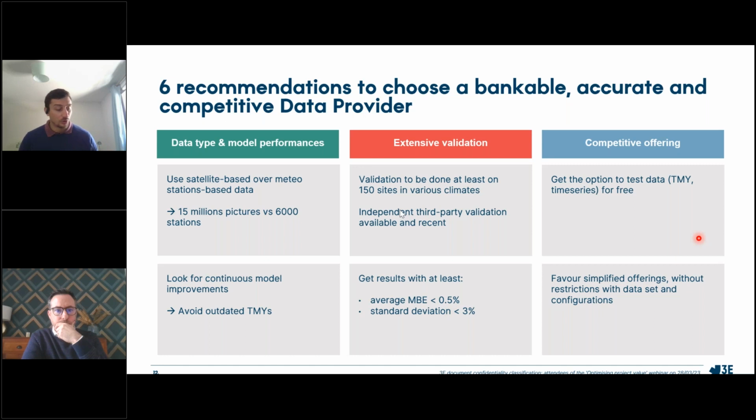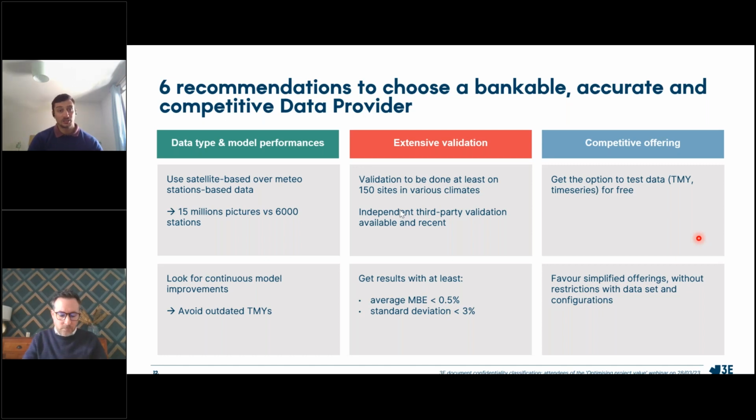The second thing that you have to do is, when you know where your site is, check validated sites which are near your site. So let's say you are, for the business case that we took during the webinar, in Spain, check how many sites by each provider have been validated in Spain, Portugal, and nearby, and check what the performances were in terms of standard deviation, mean bias error, root mean square error, etc. So it will give you an idea about the performance of that provider.